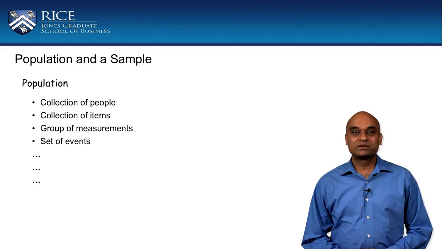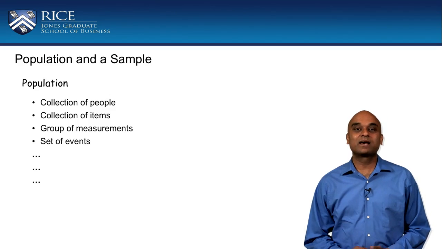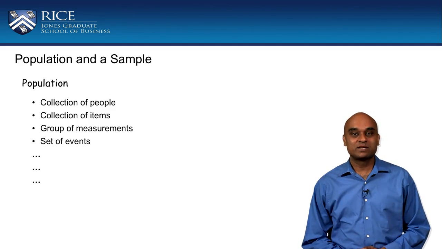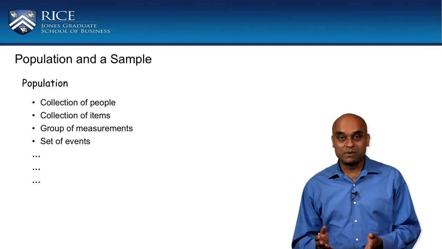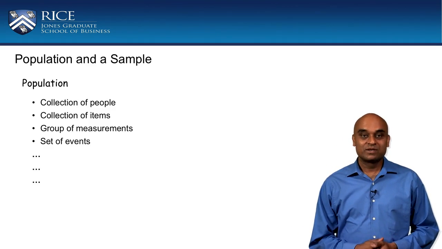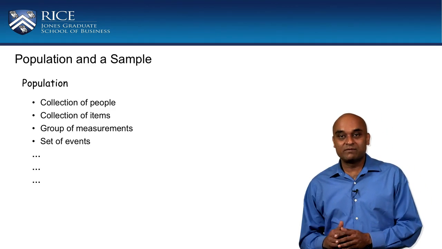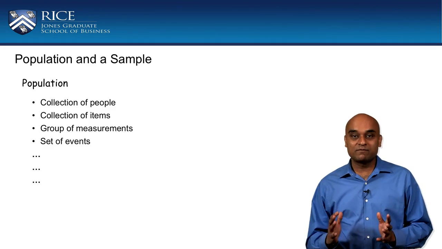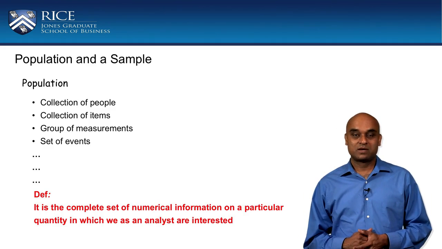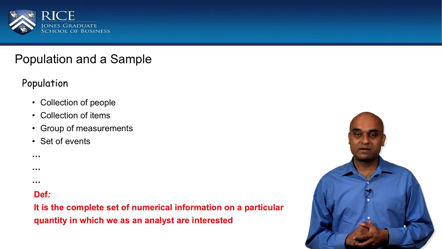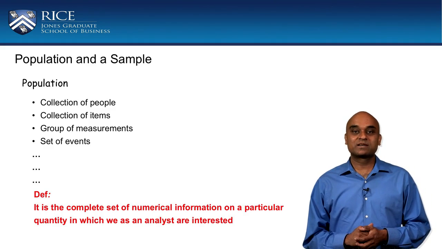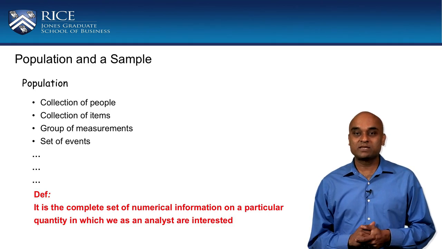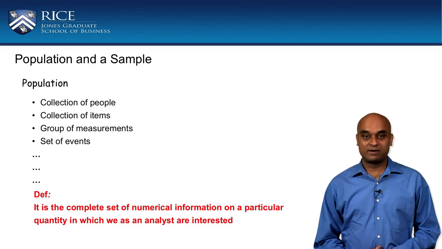In common usage, the word population implies a collection of people. However, in statistics, when we say population, we imply a collection of people, collection of items, group of measurements, set of events, etc. The common theme is that we wish to make some inference about the population. A formal definition that can be given is that a population is the complete set of numerical information on a particular quantity in which we as an analyst are interested.